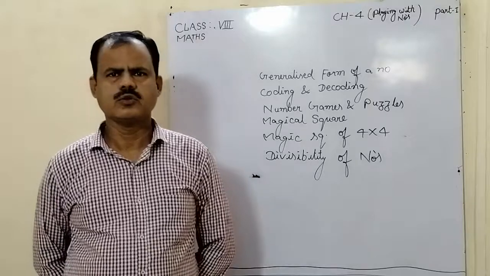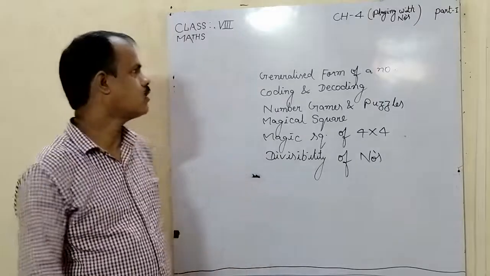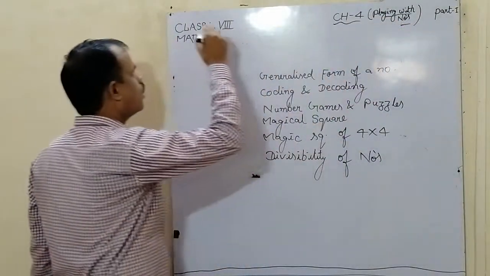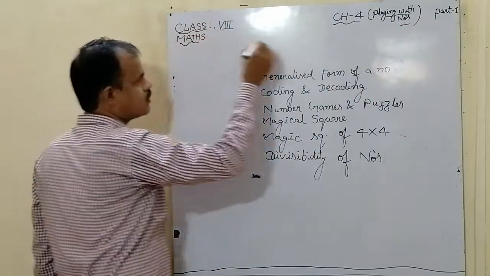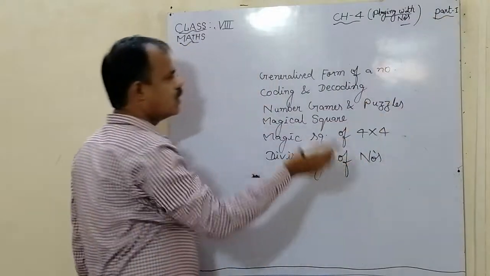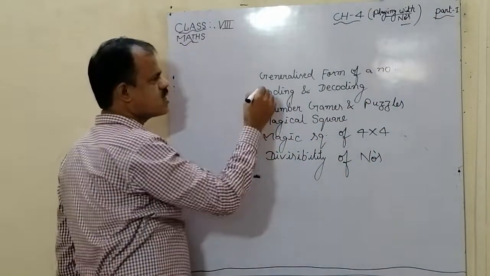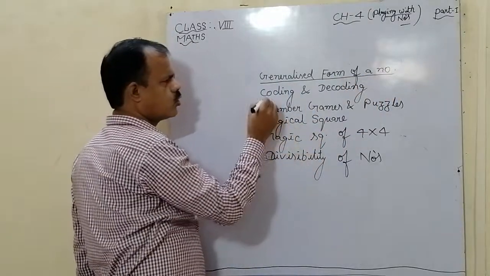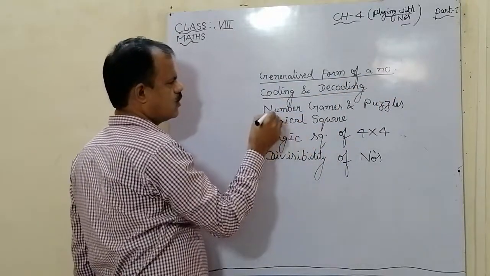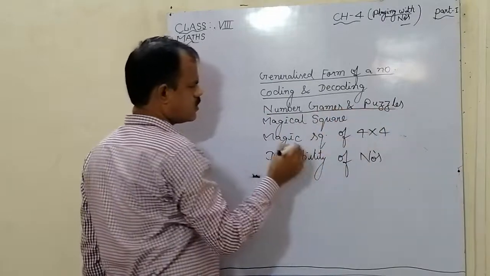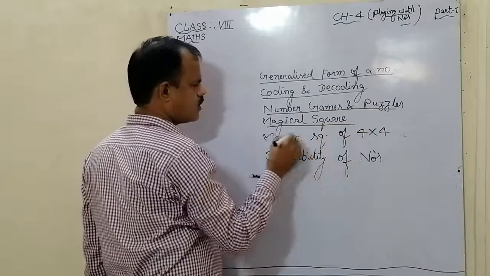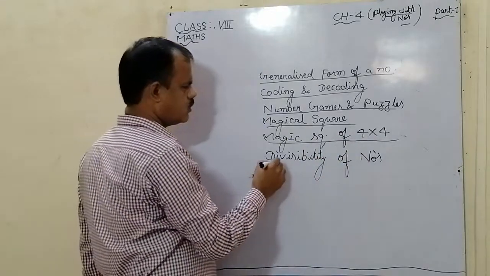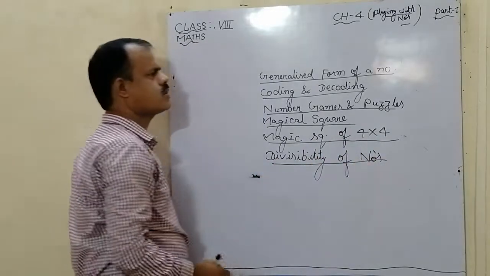Dear students, today we are going to start a new chapter, chapter 4, Playing with Numbers of class 8 math, and this is part 1 video. In this chapter, we are going to discuss first generalized form of a number, coding and decoding, number games and puzzles, magic square, magic square of 4 into 4, and the divisibility of numbers.